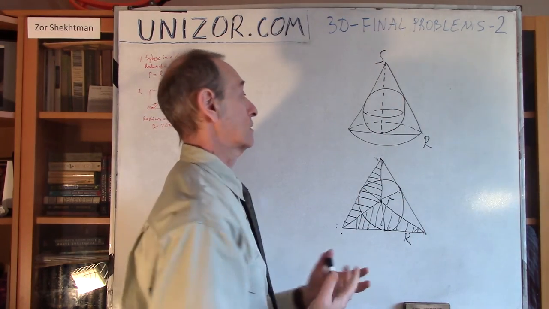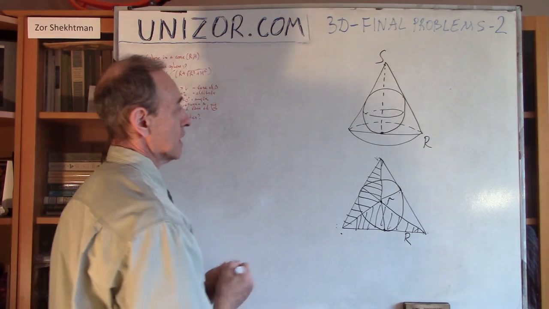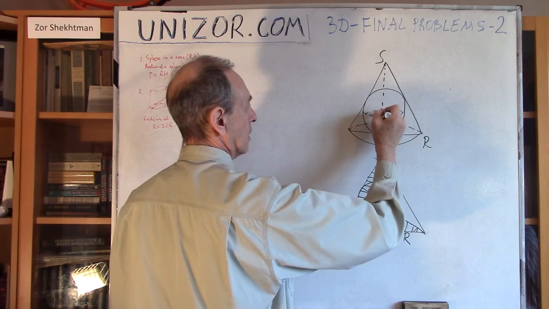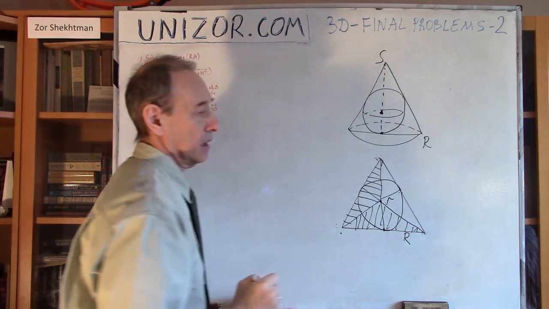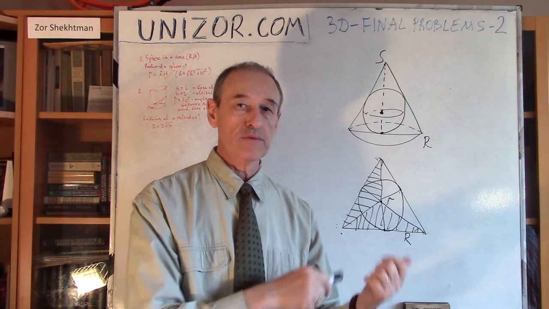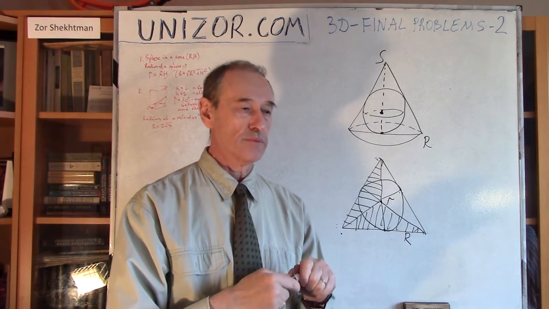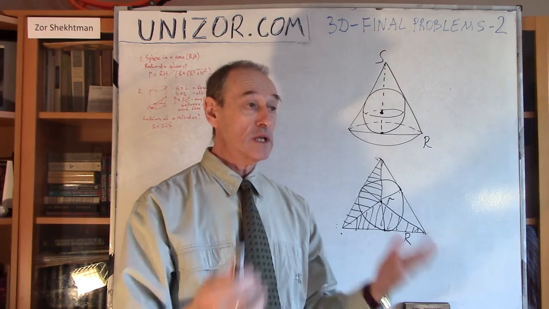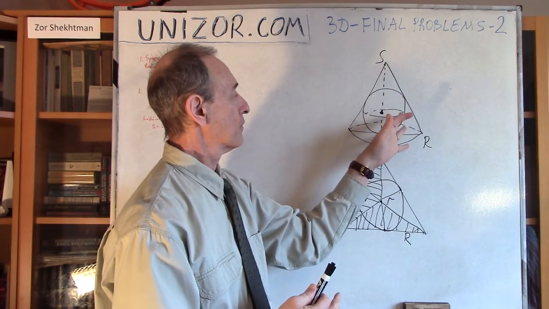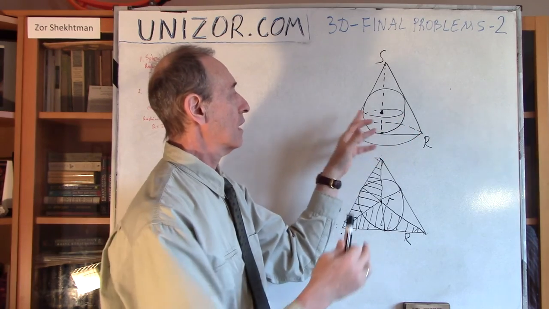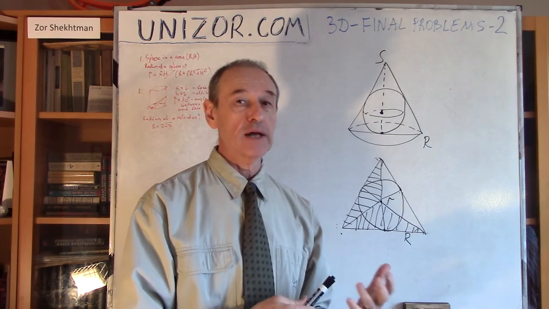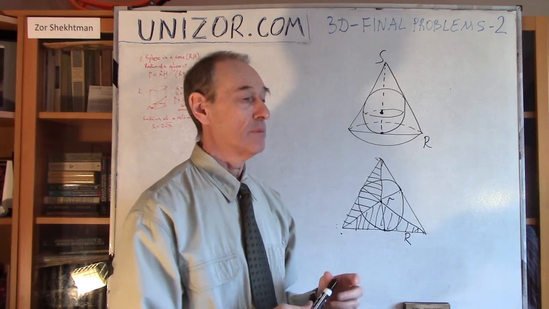How can I prove that? Well, let's just take the center of a sphere. It's somewhere here. Now, I was talking about this during the previous lecture. What is tangency between a sphere and a surface of a cone? Well, I have defined it as the following.